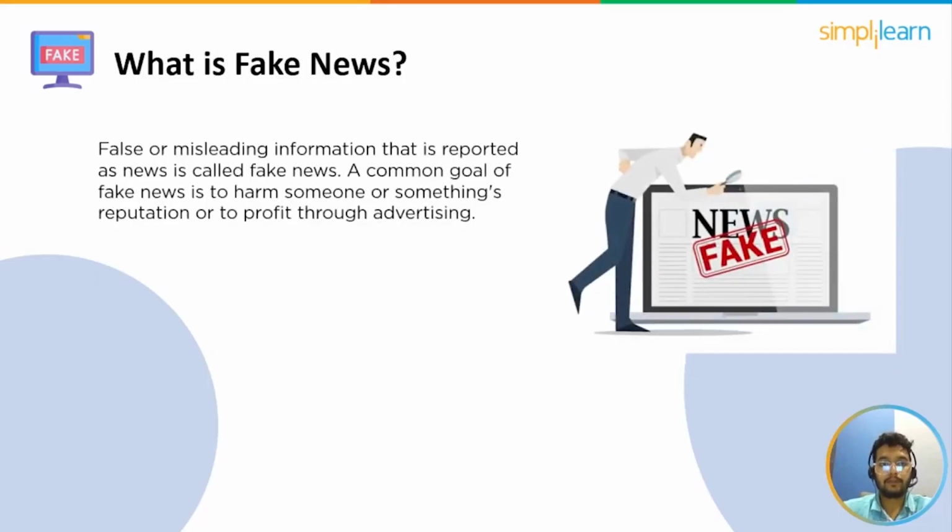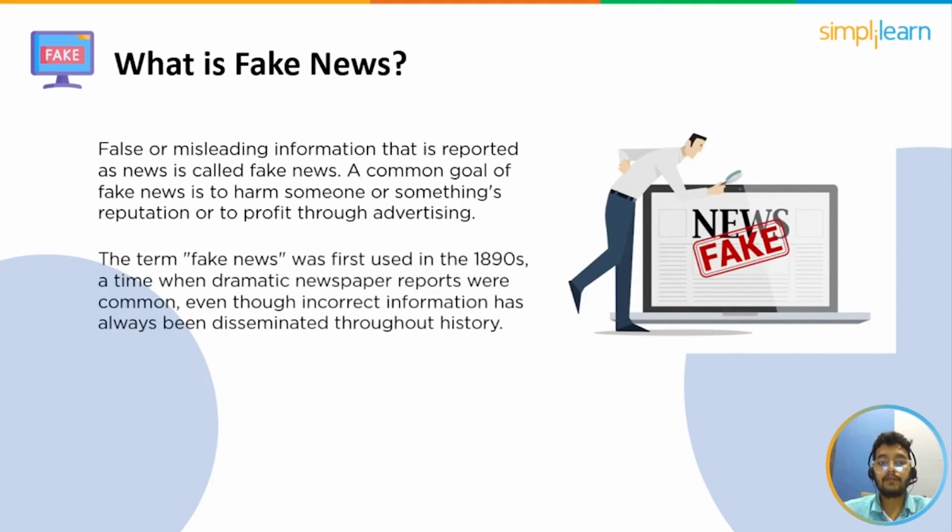What is fake news? False or misleading information that is reported as news is called fake news. A common goal of fake news is to harm someone or something's reputation or to profit through advertising. The term fake news was first used in the 1890s, a time when dramatic newspaper reports were common, even though incorrect information has always been disseminated throughout history. However, the phrase has no clear definition and is often used to refer to all misleading information. High profile individuals have also used it to refer to any news that is not favorable to them.